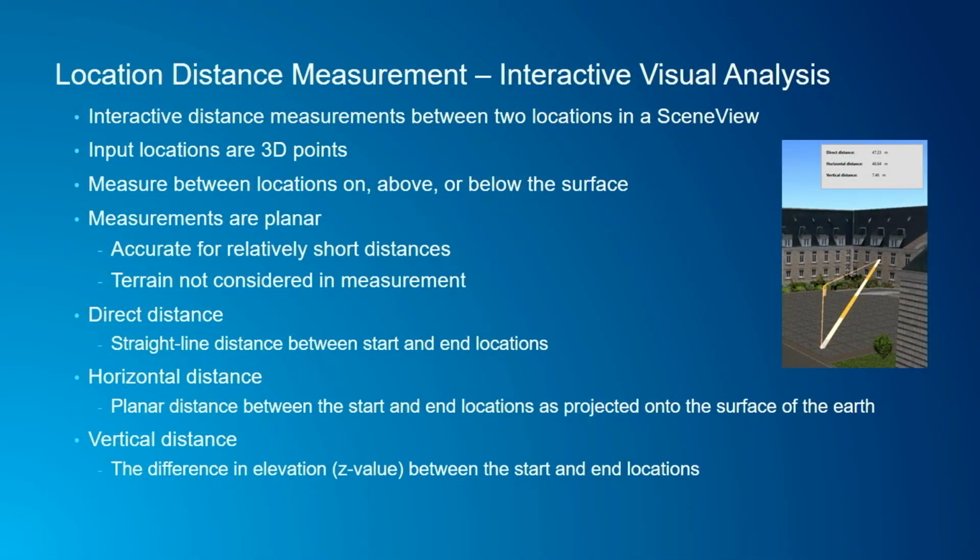And then the third one is the location distance measurement. That's an interactive measurement within the scene view. Via the API, the results you get are the horizontal distance, the vertical distance, and then the actual diagonal distance as well. And those measurements are planar, so they're good over relatively short distances.